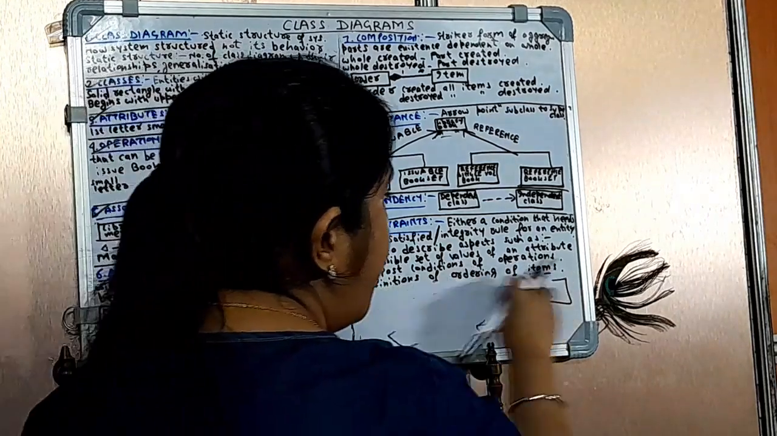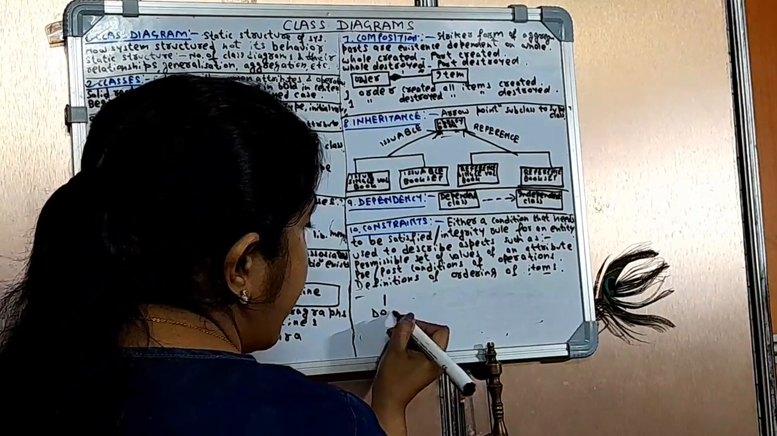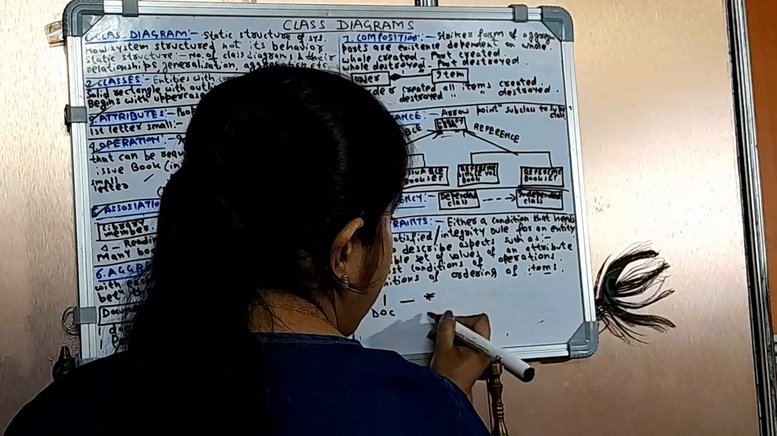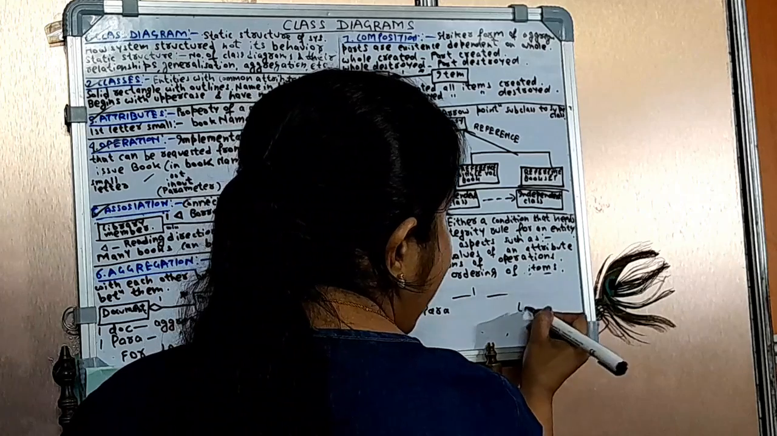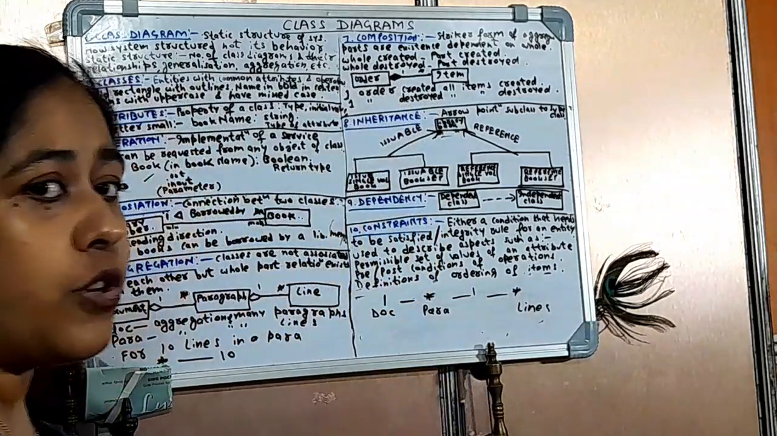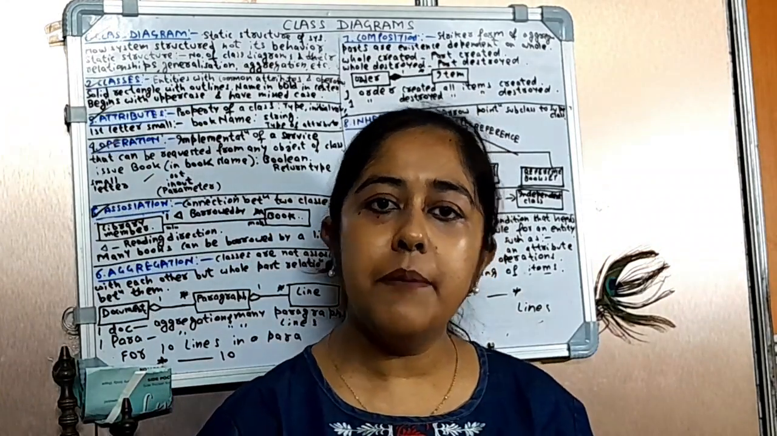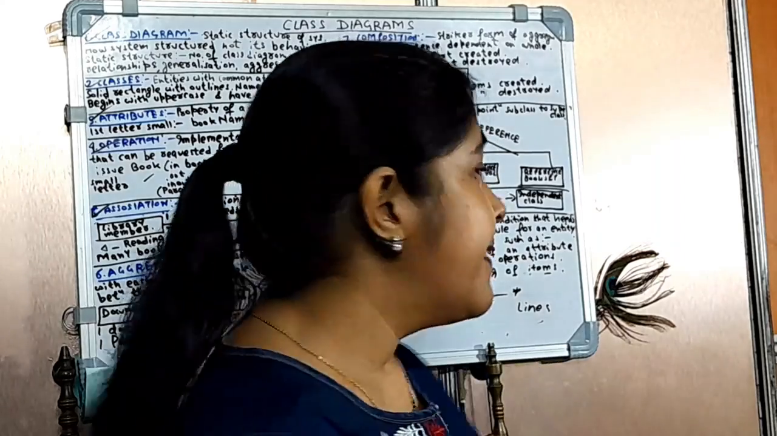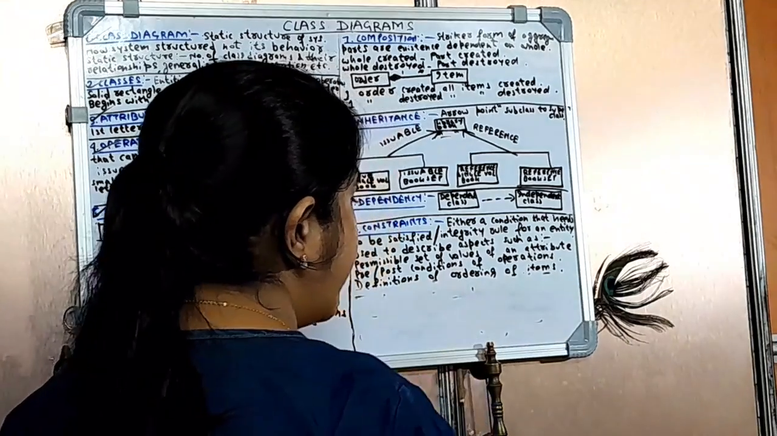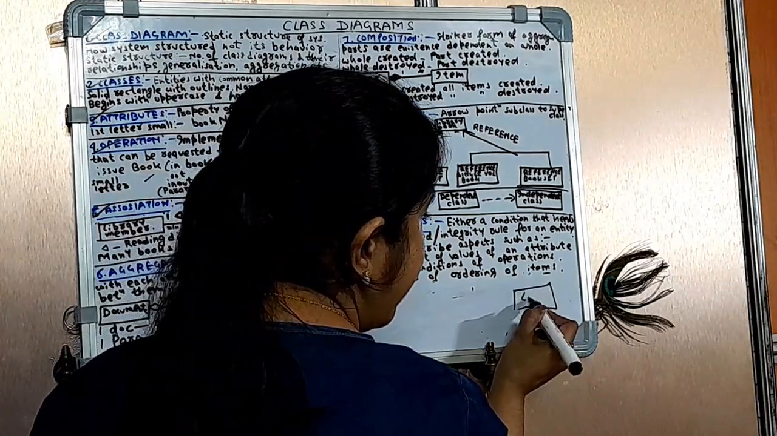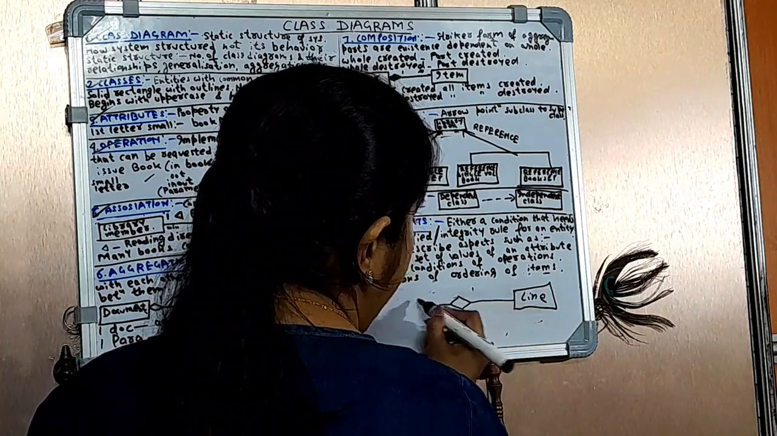One more thing here. If I want to show that one document will contain some asterisk number, many paragraphs, and one paragraph will contain many lines. But if I want to denote that 10 lines give me a paragraph, you will show it like this. You have to write it like this: this is your line, and this is the diamond, again the diamond sign, and here the paragraph.